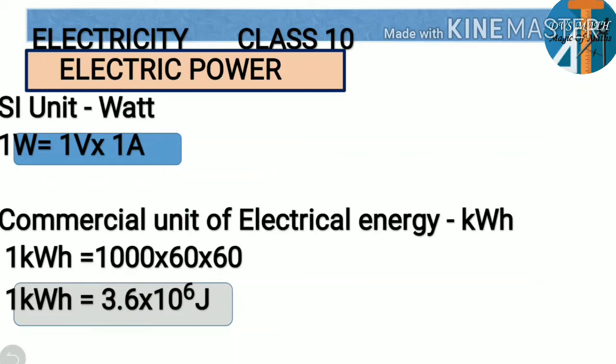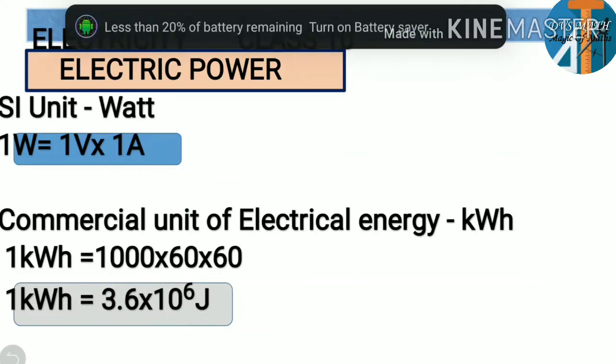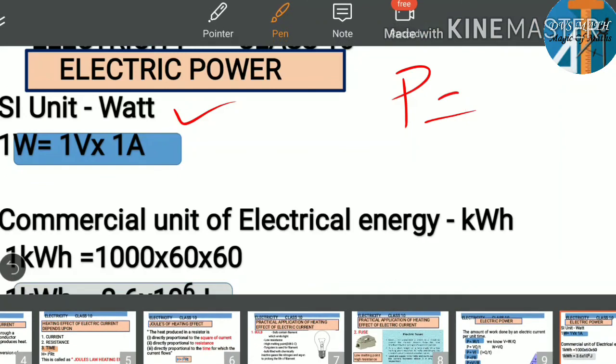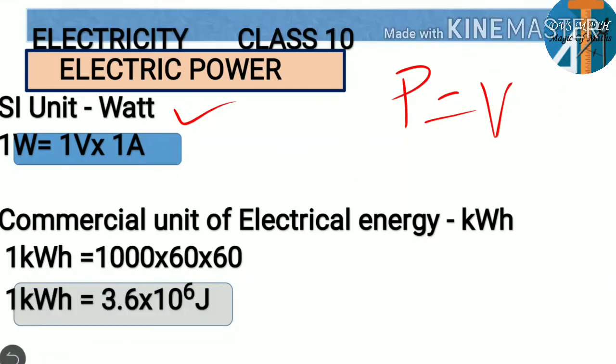So next, as you know, the SI unit of power is watt. But in commercial use, with large amounts of power, watt becomes a very small unit. So at that time, we consider kilowatt. We calculate in terms of kilowatt. So what is the SI unit of power? It is watt. For power, the formula is P is equal to VI. They may ask, define 1 watt, as you define 1 volt, 1 ampere, 1 ohm.